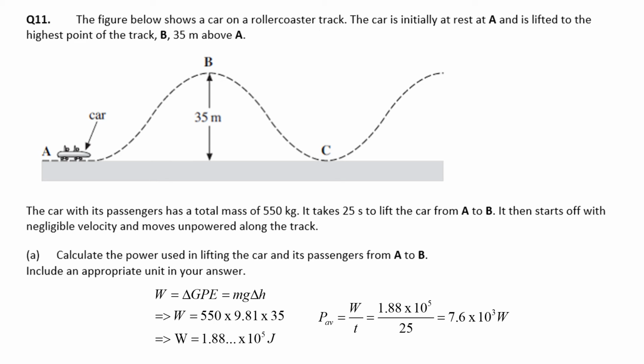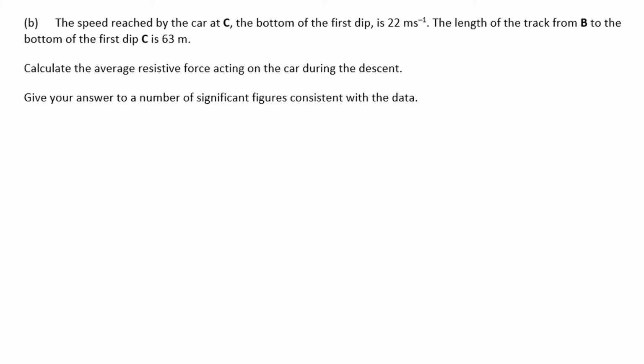Okay, so then moving on to the next one. The speed reached by the car at C, at the bottom of the first dip, is 22 meters per second, and the length of the track is 63 meters. Calculate the average resistive force acting on the car, giving an appropriate number of significant figures.